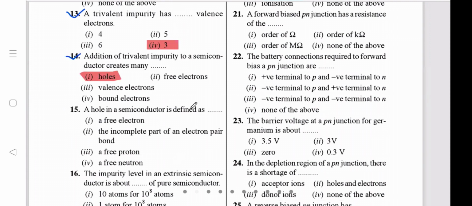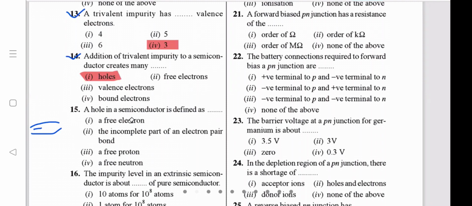The hole in a semiconductor, we know, is not a particle. Hole means there is a free space, a scarcity of electrons. This is the bonding, the incomplete part of an electron pair bond. If an electron is removed from this bonding, then a hole is created. So hole means a void space or a free space.